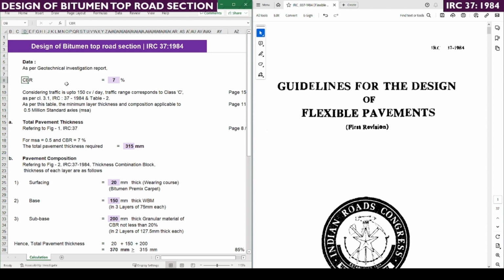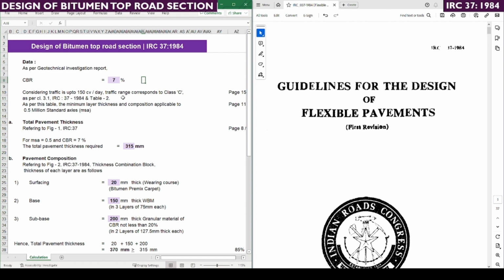The CBR, the California bearing ratio mentioned in the geotechnical soil investigation report, we can assume as 7%. Generally, it starts from 5% and goes up to 20% or more. A higher CBR percentage gives a reduction in thickness or the overall filling of the road structural elements. So it means that CBR is inversely proportional to the total thickness of the pavement.